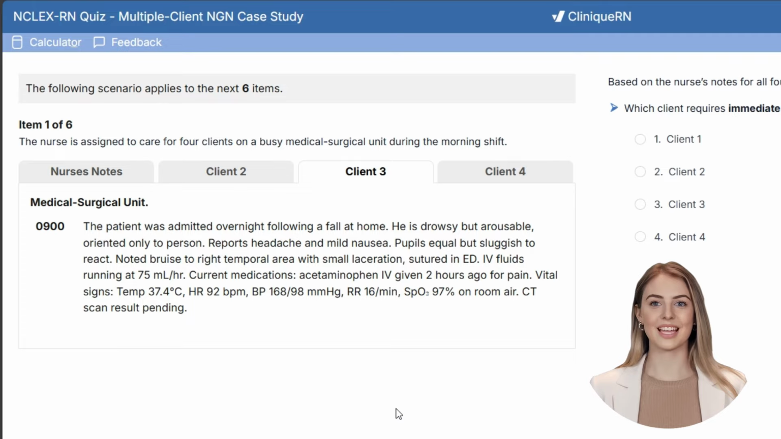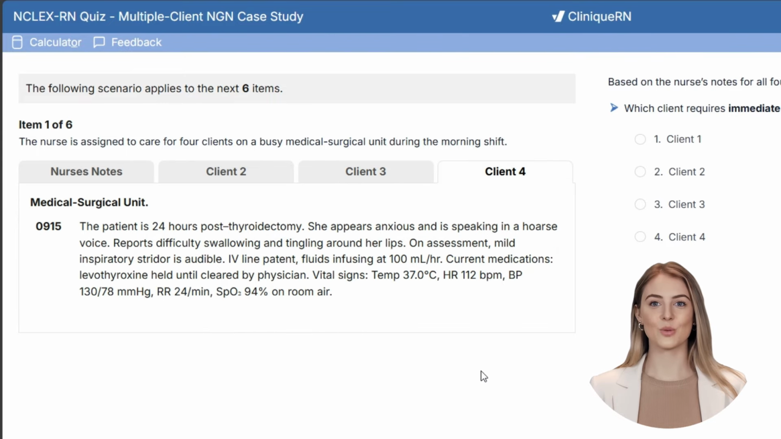Vital signs. Temperature 37.4 degrees Celsius. Heart rate 92 beats per minute. Blood pressure 168 over 98 millimeters of mercury. Respiratory rate 16 per minute. 97% peripheral capillary oxygen saturation on room air. CT scan result pending.